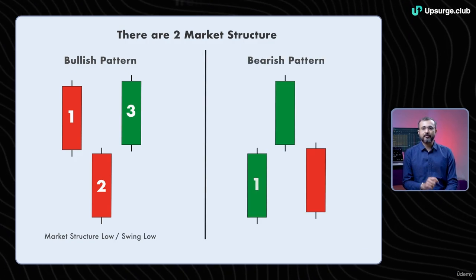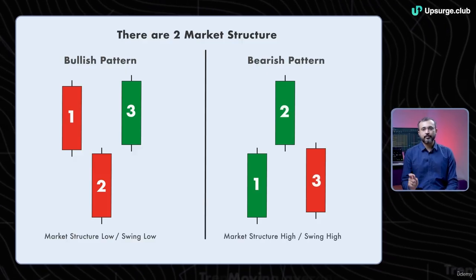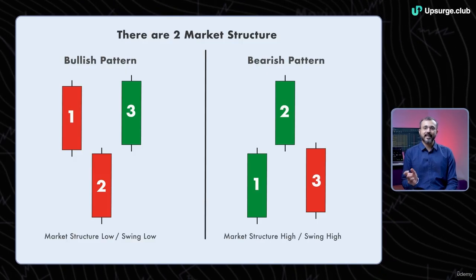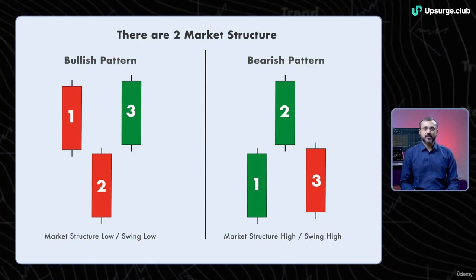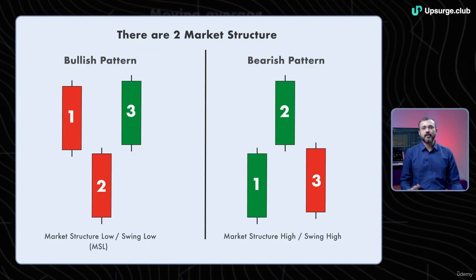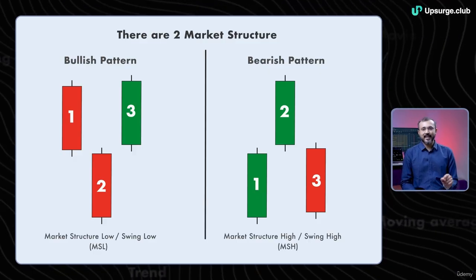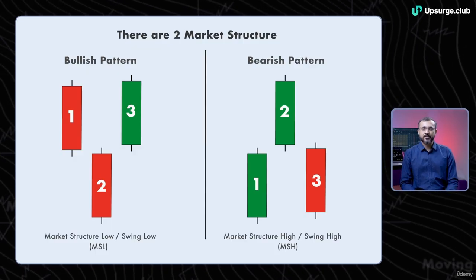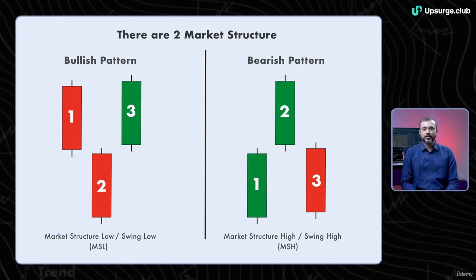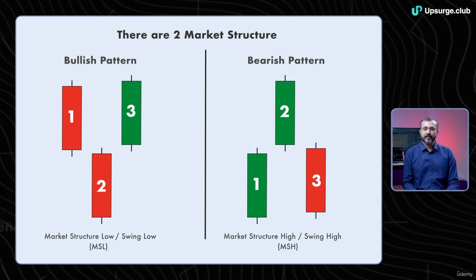The other type of market structure is market structure high. It's a method of plotting swing high. So the name is market structure high. So there are two types of market structure: low and high. They are abbreviated as MSL and MSH, where MSL stands for market structure low and MSH stands for market structure high. It's a way of plotting swing highs and swing lows.